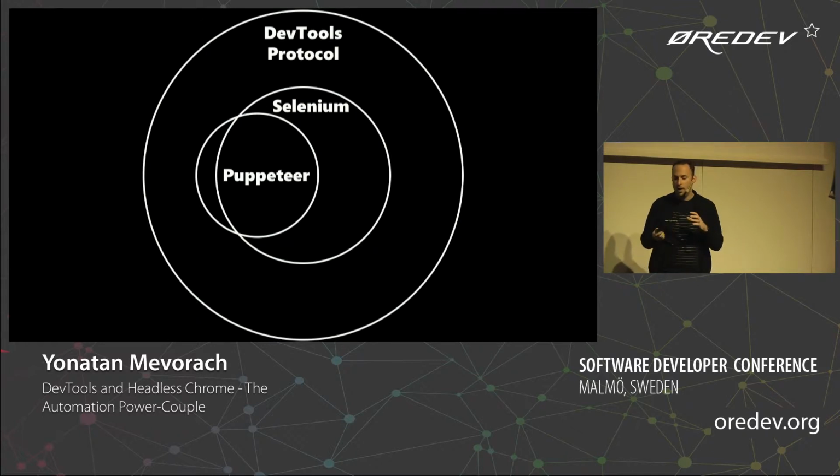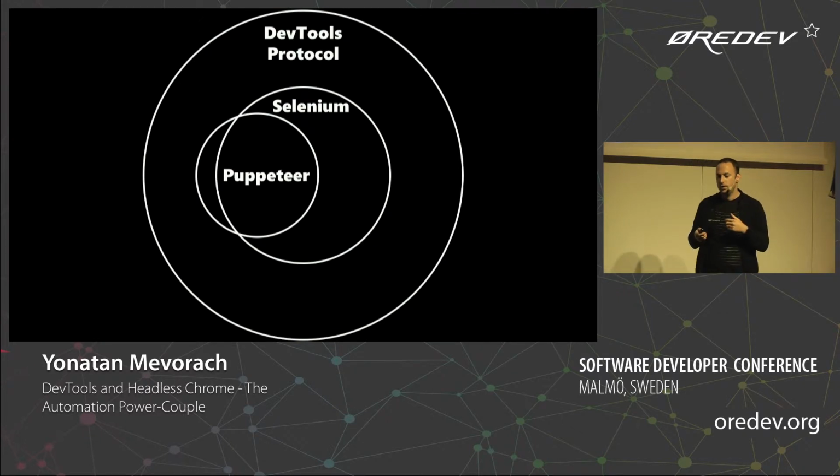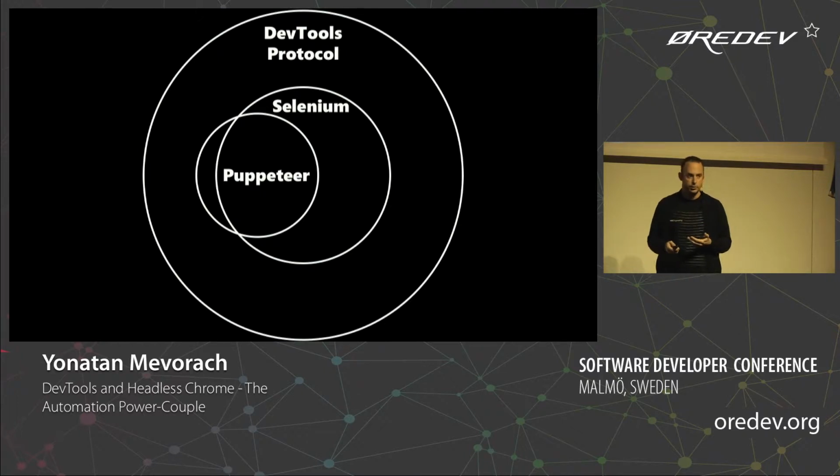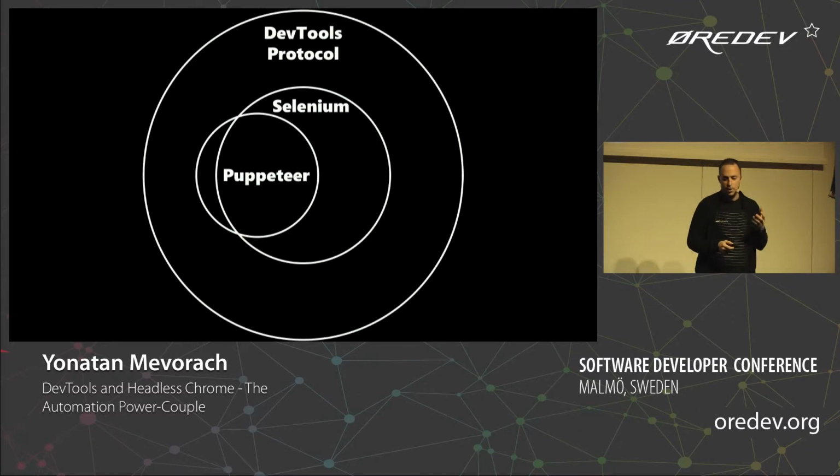I put Selenium as a consumer of the DevTools protocol here because when you're using Selenium with Chrome, you're using the Chrome driver for Selenium. It's also based on top of the DevTools protocol. So what this means is that in this outer circle here, we have parts of the DevTools protocol that we're not really using by Selenium or Puppeteer. And we need to think, is it because they're useless, or because there are just unutilized parts here that we can really benefit from using?